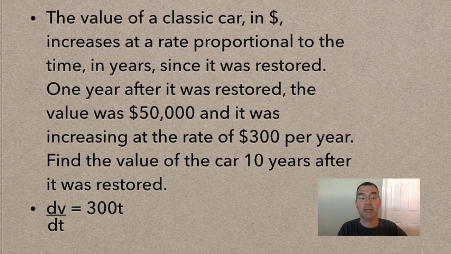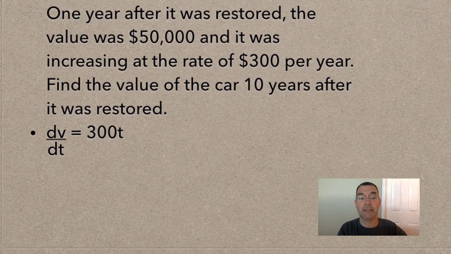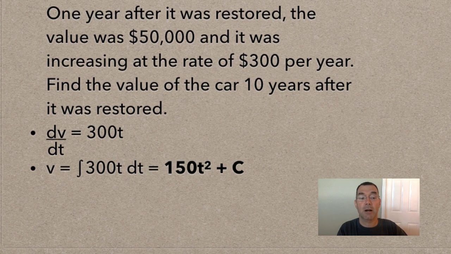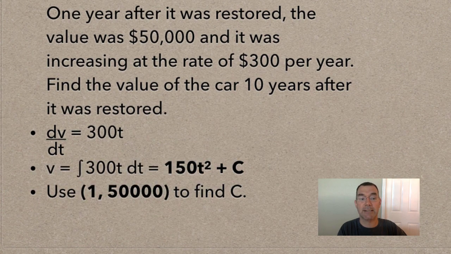So let's get started. The derivative is 300 times t. So the rate of increase was proportional to time, and so that proportion is 300 times time. All right, so if I integrate both sides, I get that dv dt just becomes v, and then the 300t becomes the antiderivative of 300t, which is just 150t squared plus c. Now I just need to figure out what that constant c is equal to.